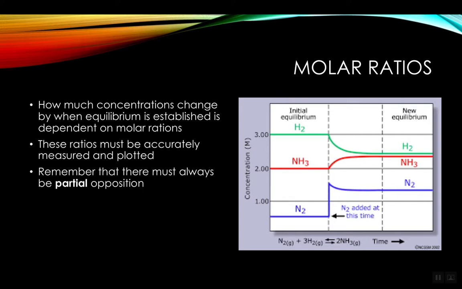And the H2 has to go down by 3 times as much as the N2 goes down, because, of course, each time you use one N2, you use 3 of the H2s. Now, again, you have to plot this. This has to be accurate. You need your ruler out, not just to draw nice straight lines when they're back at equilibrium, but also to measure these distances. Or if you've got grid lines, you count the squares.